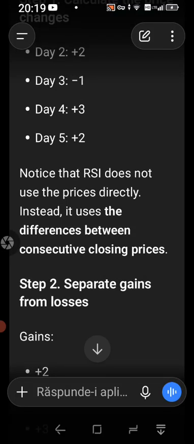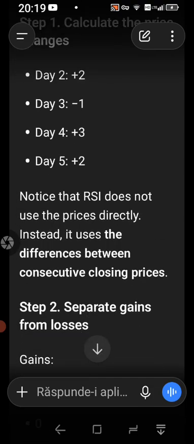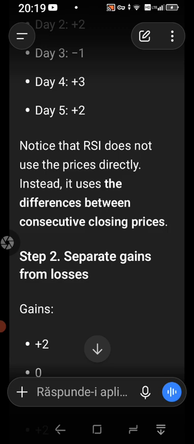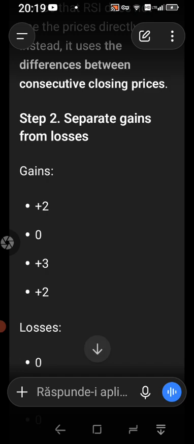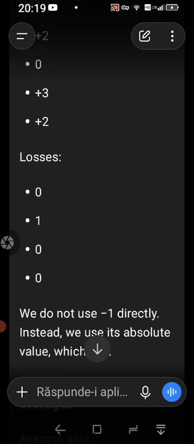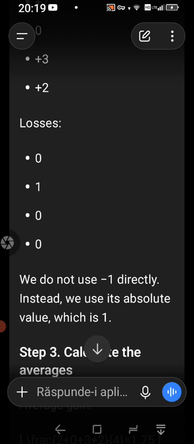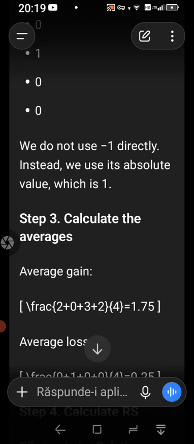Notice that RSI does not use the prices directly. Instead, it uses the differences between consecutive closing prices. Step 2. Separate gains from losses. Gains: +2, 0, +3 and +2. Losses: 0. On the first day, a $1 loss. On the other days, 0, 0. We do not use -1 directly. Instead, we use its absolute value, which is 1.